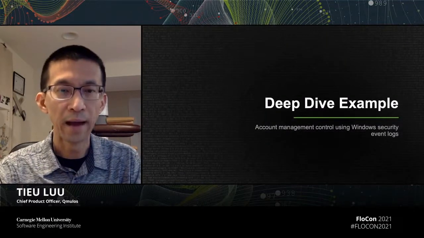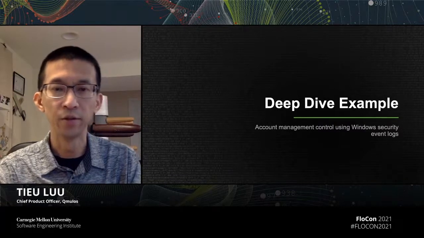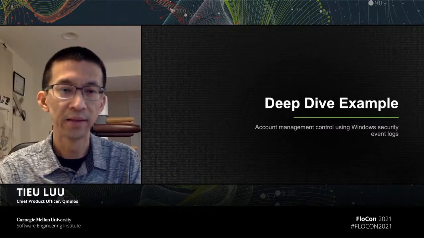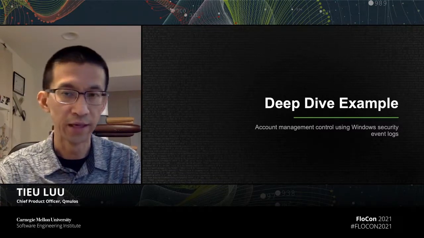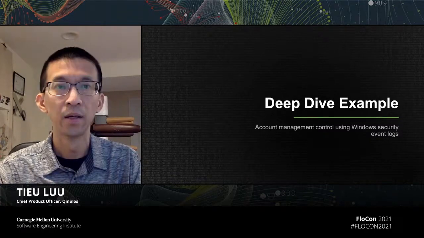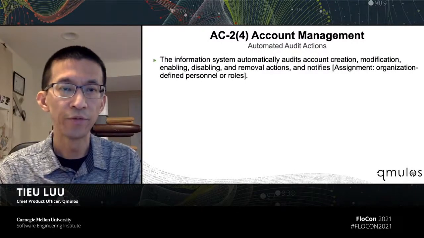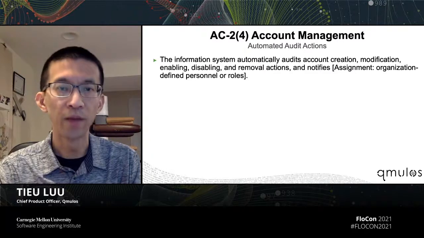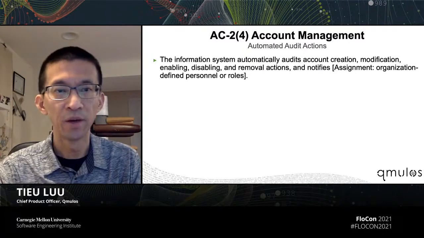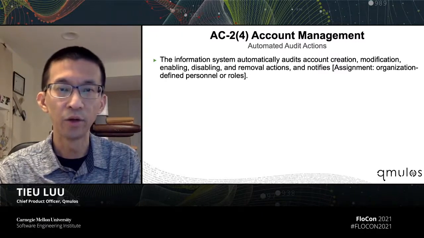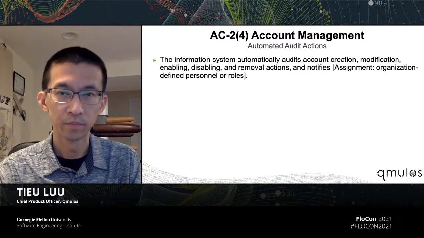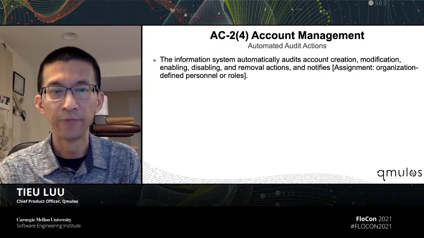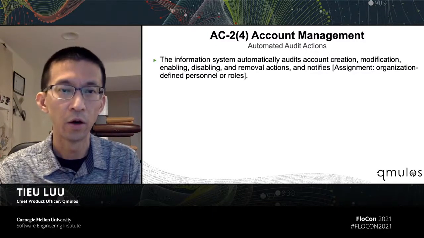Now that we're done with a high level overview of our solution, let's get into a deep dive example. We're going to be looking at how we can use the Windows security event logs to help us assess the account management control from NIST 800-53. This is a specific control from NIST, AC-2(4), account management, more specifically automated audit actions for account management. The specific requirement from NIST is that the information system automatically audits account creation, modification, enabling, disabling, and removal actions, and notifies organization-defined personnel or roles. Now we'll look at how we can pull in information from Windows security event logs to audit all of these actions.